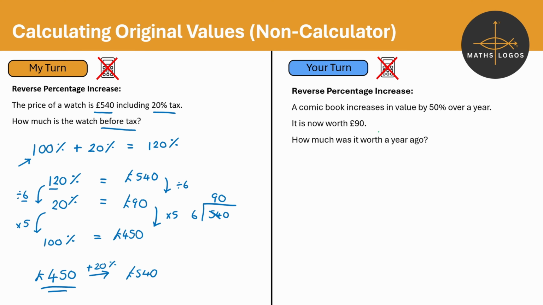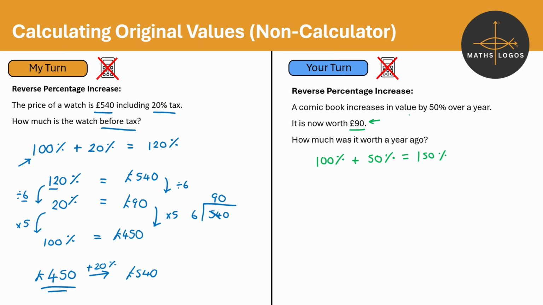So a comic book increases in value by 50% over a year. It is now worth £90. How much was it worth a year ago? So this £90 is after the increase of 50%. We always start with 100%. That's actually what we want to find out in this question. We've added 50% to take us to 150% relative to the original value.